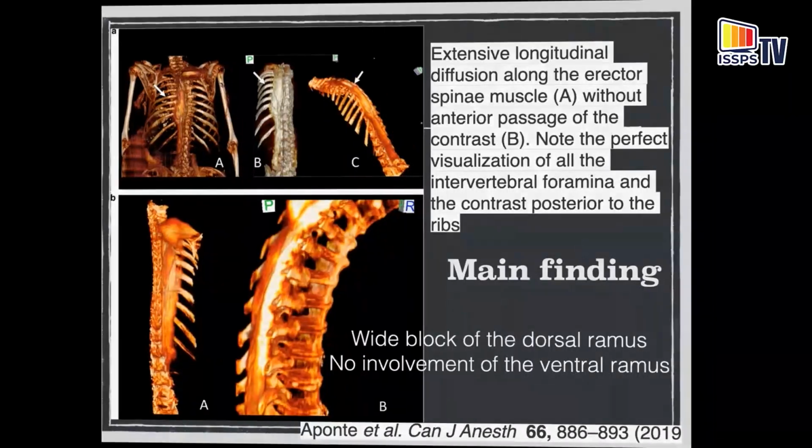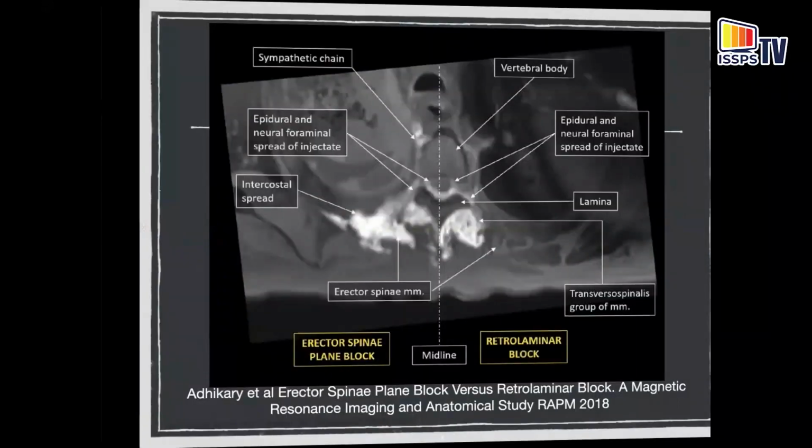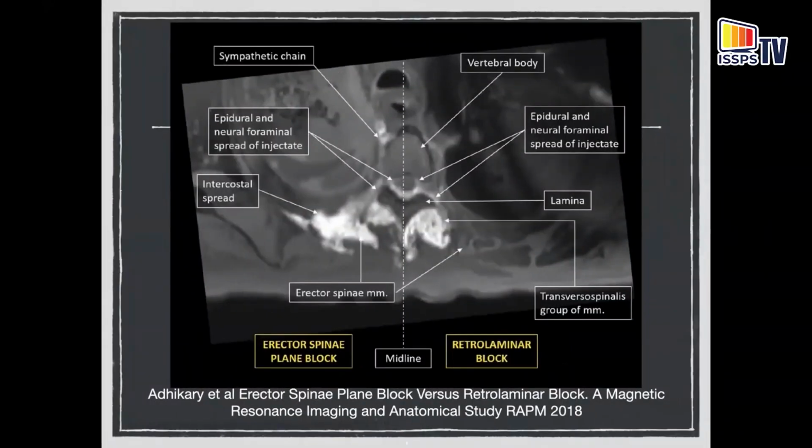Now, this is a very different study by Adhikari. And this was an elaborate study involving 3 cadavers, and they used magnetic resonance imaging to determine the spread following both erector spinae and retrolaminar blocks. In this study, in contrast to the previous 2 or 3 studies, there was extensive spread of the gadolinium containing injectate into the epidural space to involve the neural foramina, to involve the intercostal nerves.